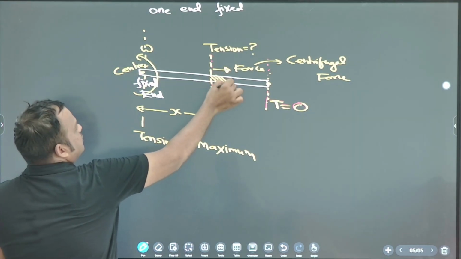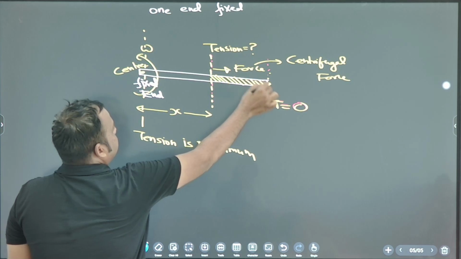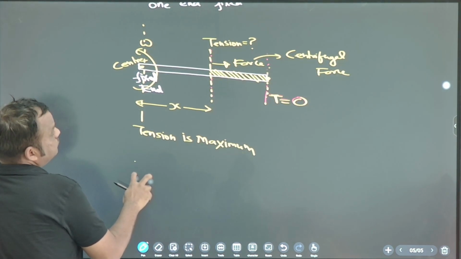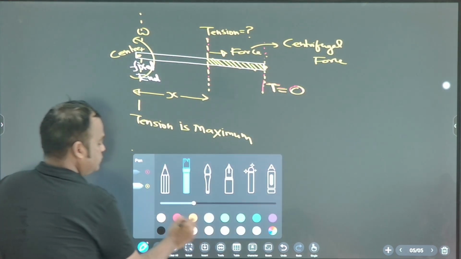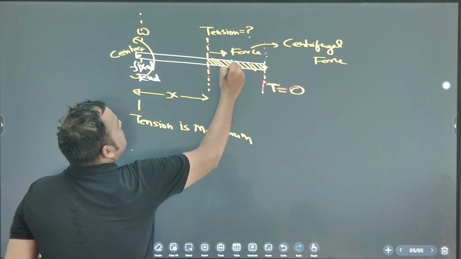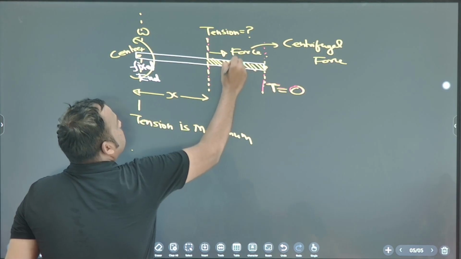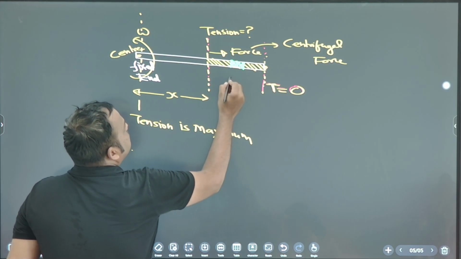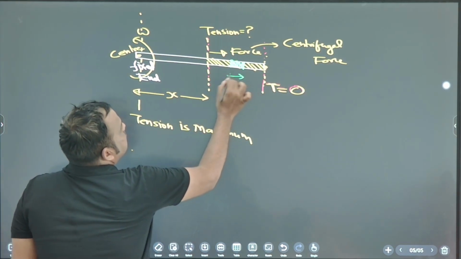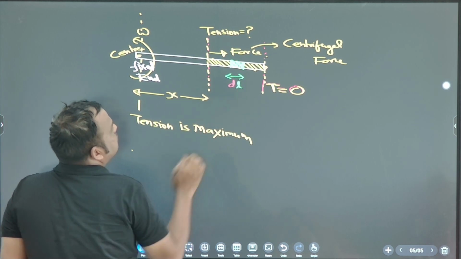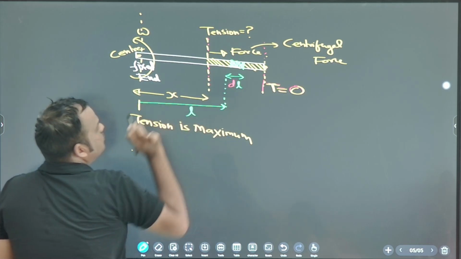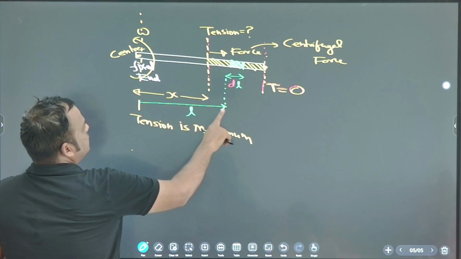Now consider a very small object of length dl, and the distance of this is L. Okay, the distance of this is L.